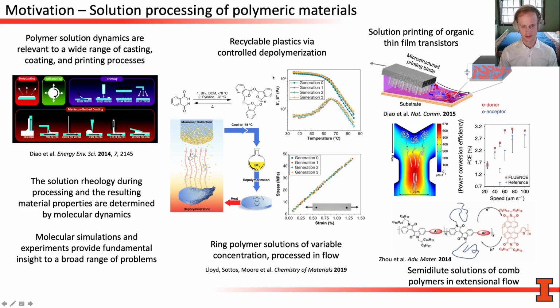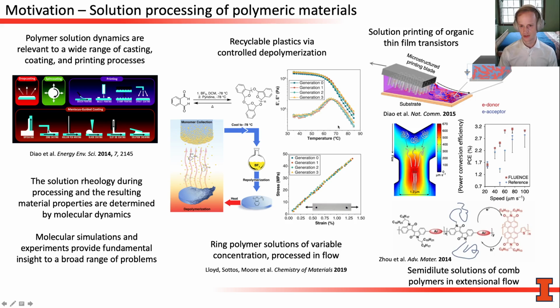In the middle, this is work from Nancy Sottos and Jeff Moore's group in which they are using a cyclic polymer topology in order to have a controlled depolymerization and repolymerization cycle for recyclable plastics. And they have shown that these polymers are highly reproducible over multiple generations without any degradation of the mechanical properties.